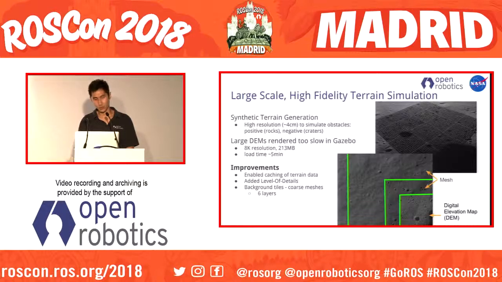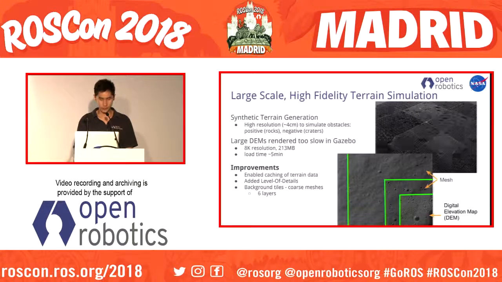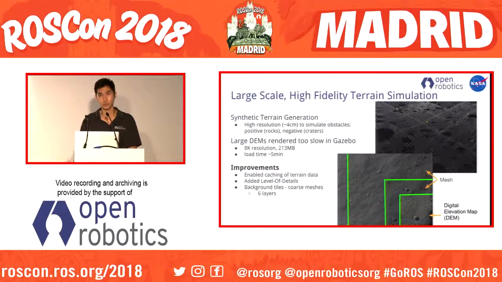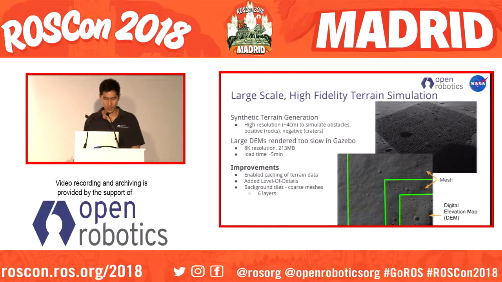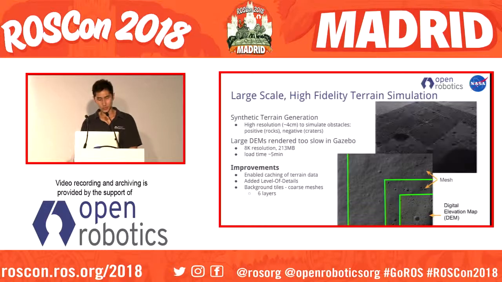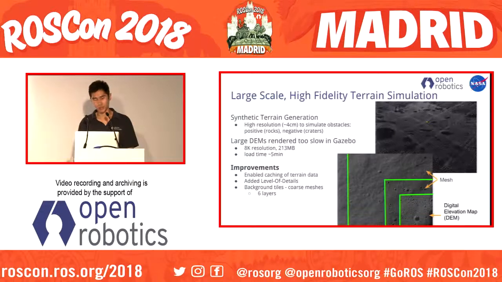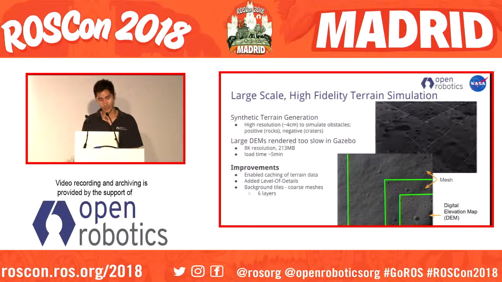So we have this really high resolution DEM file. It's roughly 4 centimeter resolution, so that is adequate to simulate the obstacles that you find on the surface of the moon, and then we did rocks and the tiny little craters. With this high resolution DEM file, when we tried to load it in Gazebo the first time, it took over 5 minutes to load. And once it was loaded, the frame rate was really bad, especially when we tried to run it on low-end laptops. It was basically unusable.